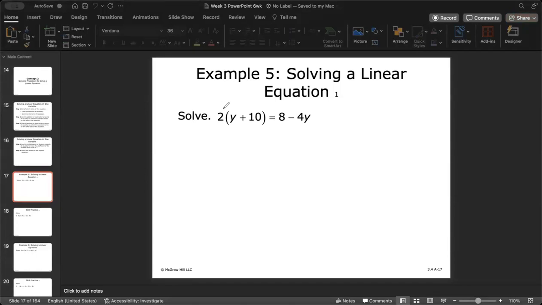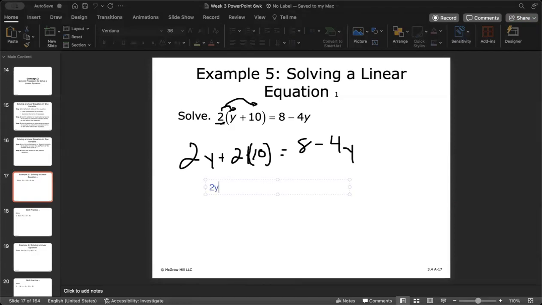Well, remember from last week's material, we talked about the distributive property. So you're going to take this 2 over here and multiply it inside the parentheses, multiply that 2 to the y, and then multiply that 2 to the 10 right here, and then bring down the right side. So this gives us 2y plus 20 equals 8 minus 4y.